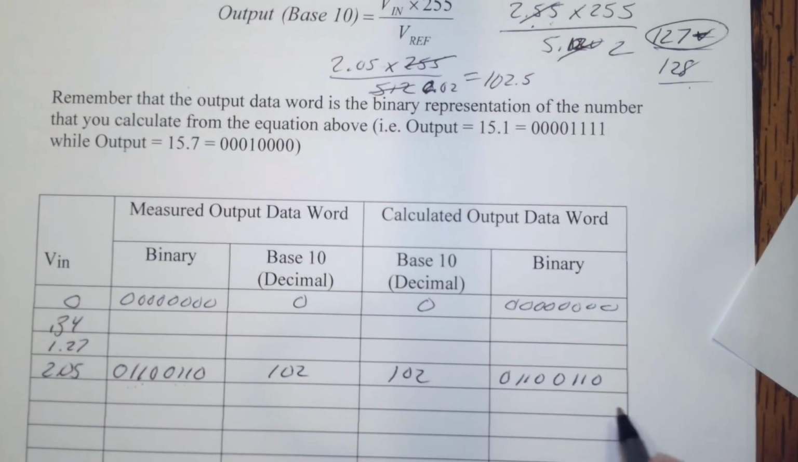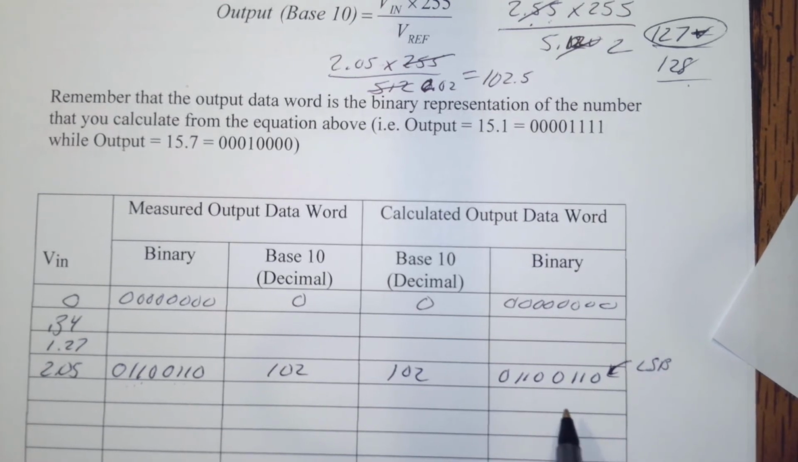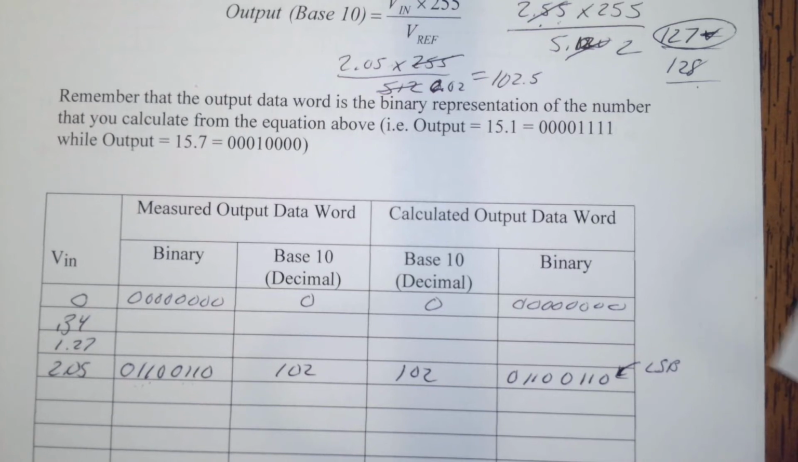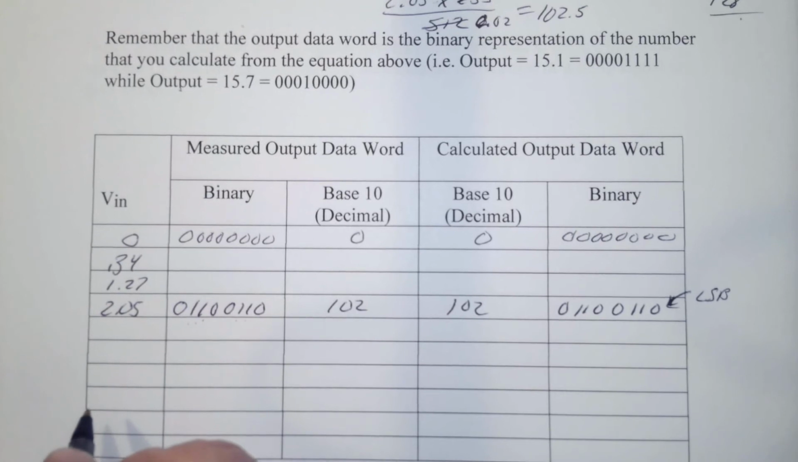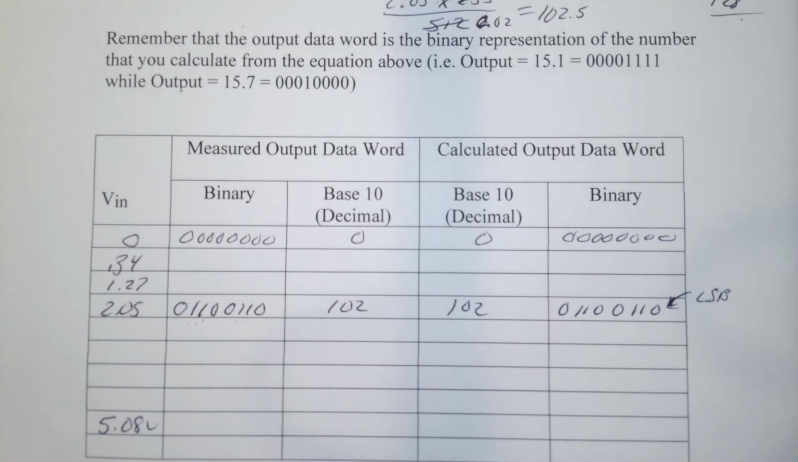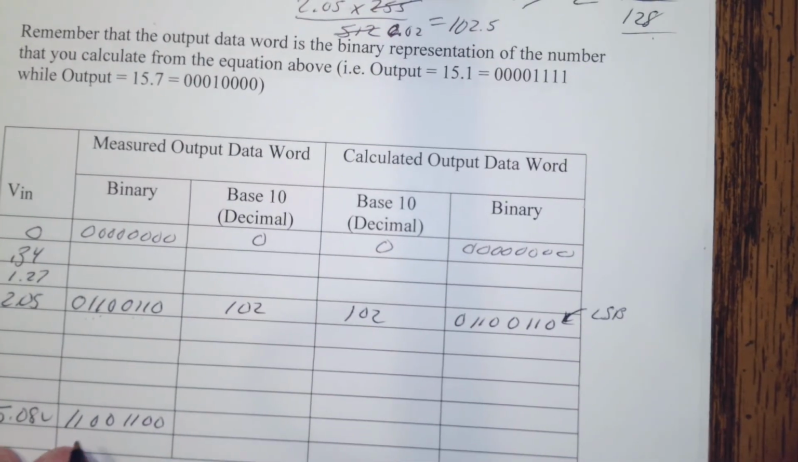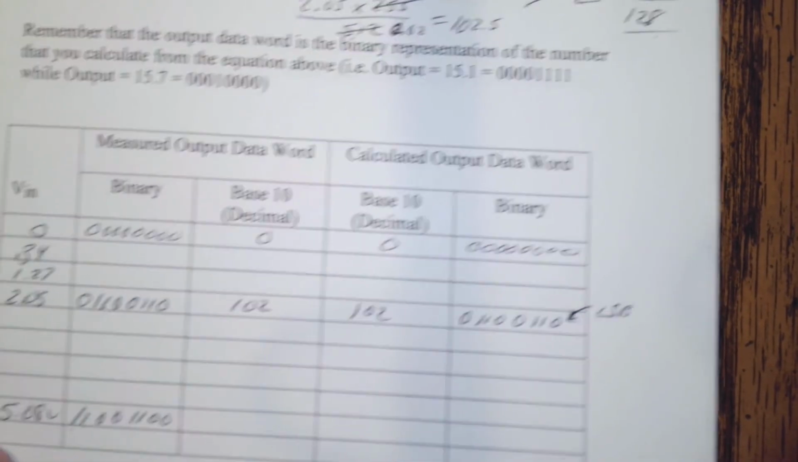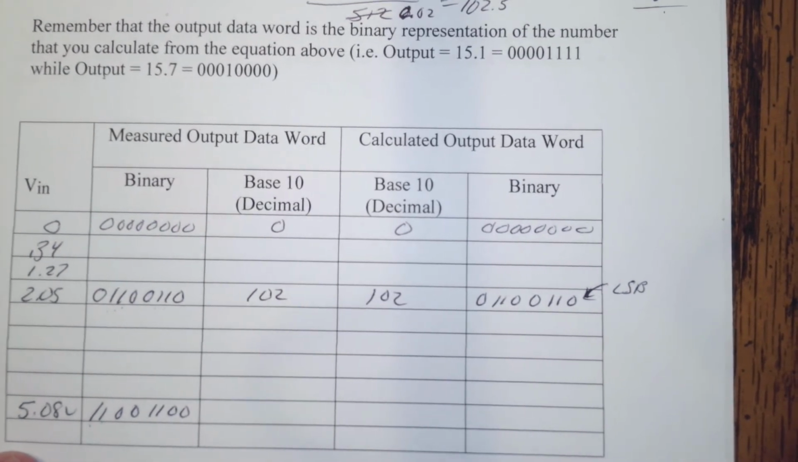The only difficulty with all this is that sometimes the least significant bit might be off by a factor of 1. It depends on what voltage you put in, what the reference voltage is, and so on. Let's do one more. Down here we have 5.08 volts. The output was 11001100. So in decimal that would be 128 plus 64 plus 8 plus 4.